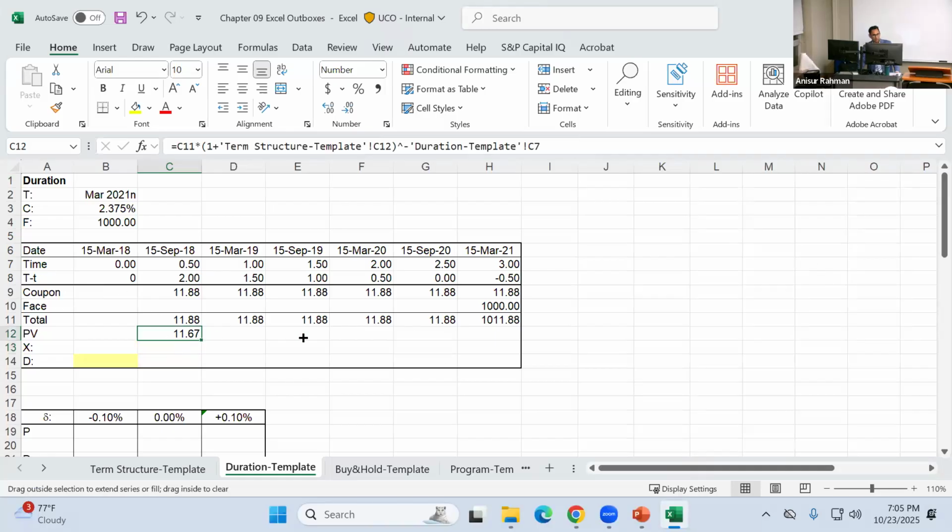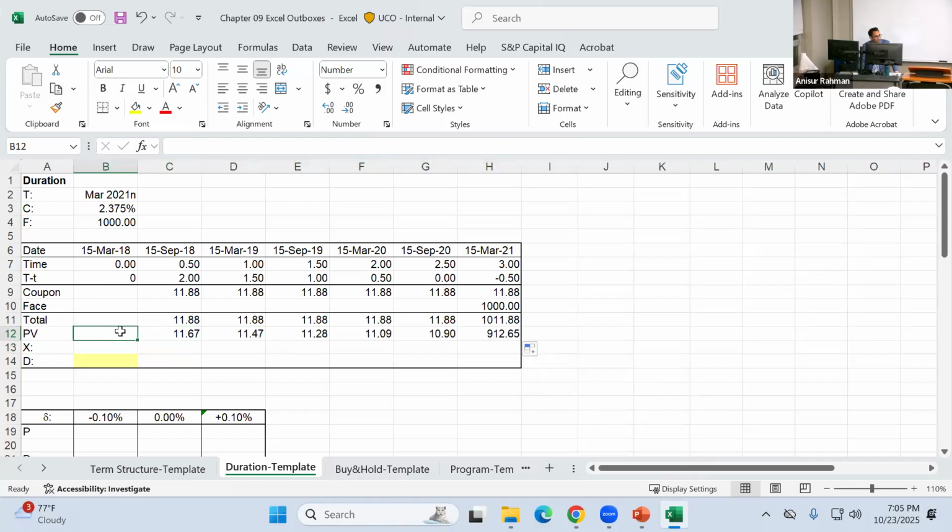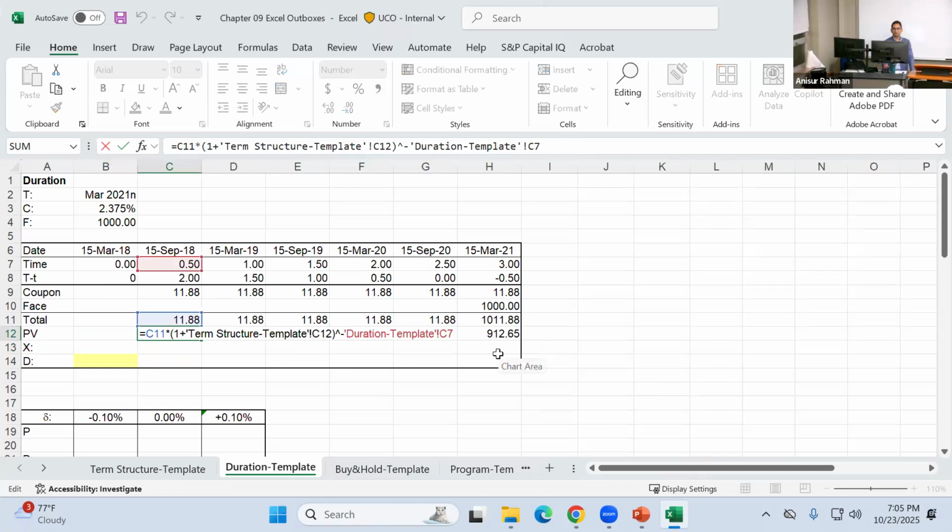So now we are going to pull across without formatting. So what should we enter here? You just show. Yeah. I got different.